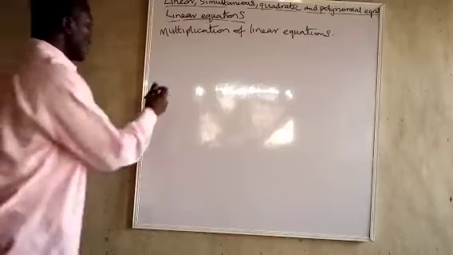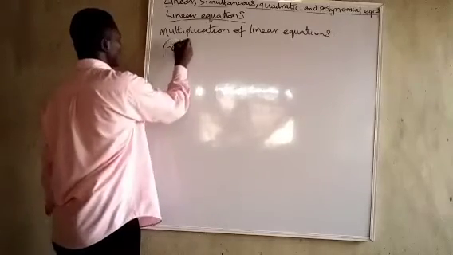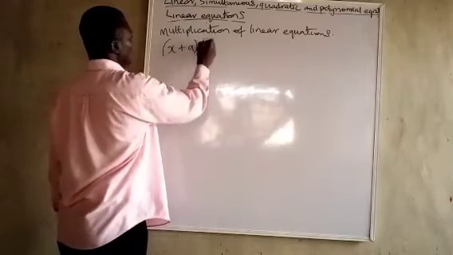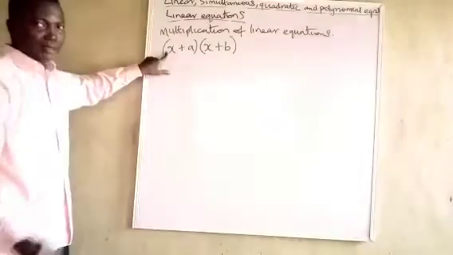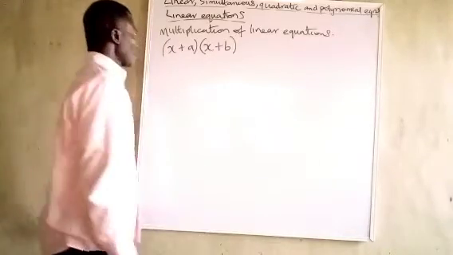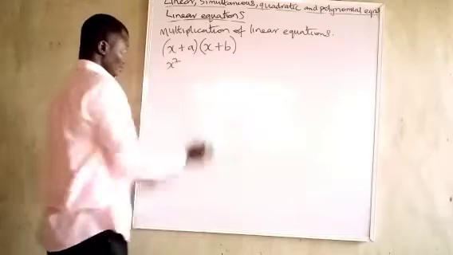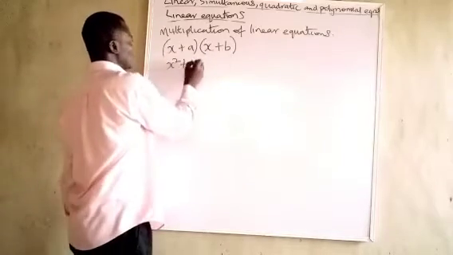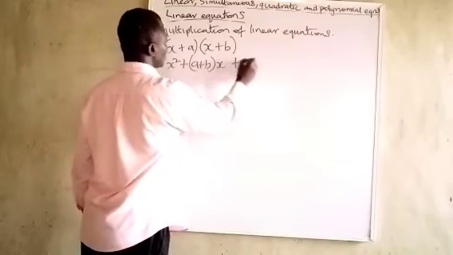Thank you. So about the shortcut I want to tell you. If you have something like this, x plus a and x plus b, please note, in this instance, the coefficient of x is 1. The coefficient of x here is also 1. Now, let me expand this. At the end of the day, I'm going to have x squared plus a plus b x plus ab.